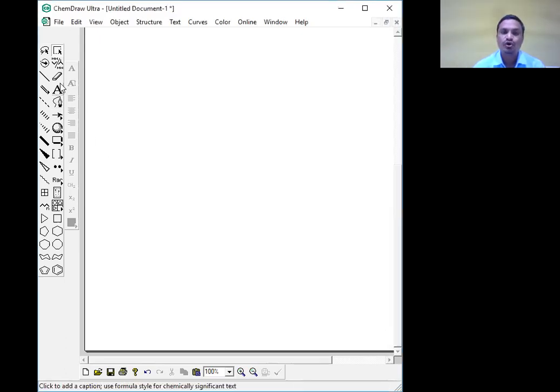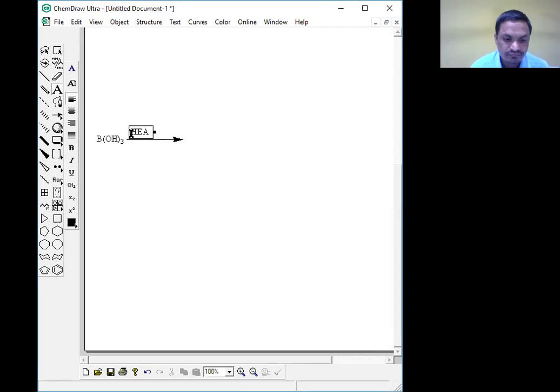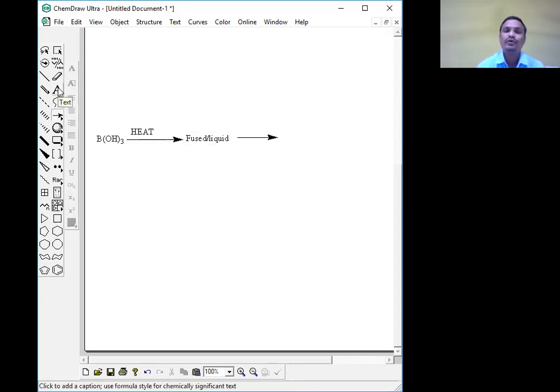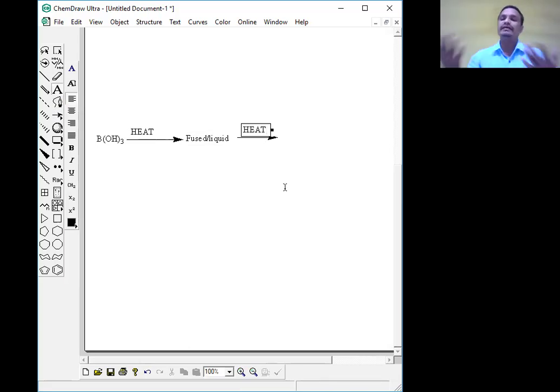If it is solid boric acid, B(OH)3, and it is heated, then first it gets fused. After that it becomes liquid. And if the liquid B(OH)3 is heated again, then it starts boiling and then vaporization.